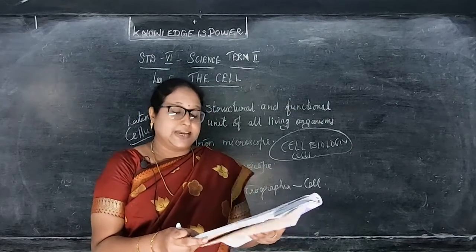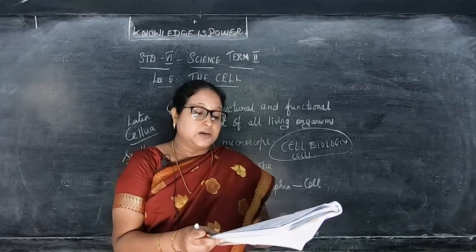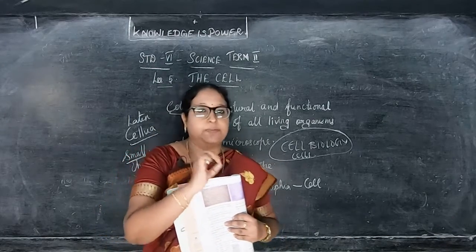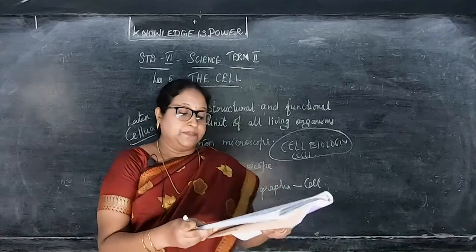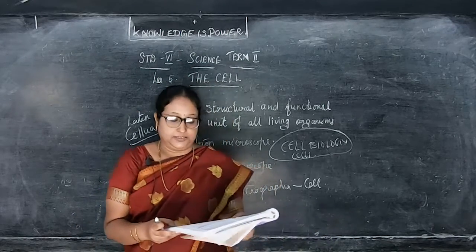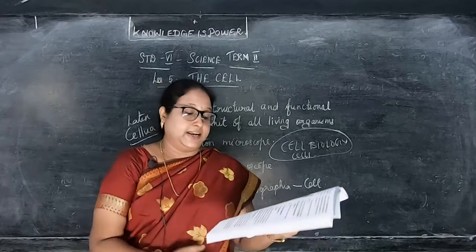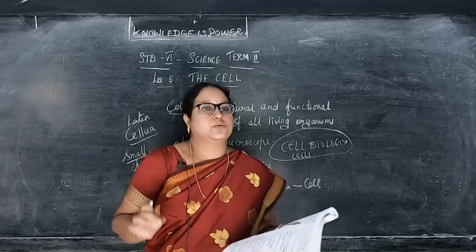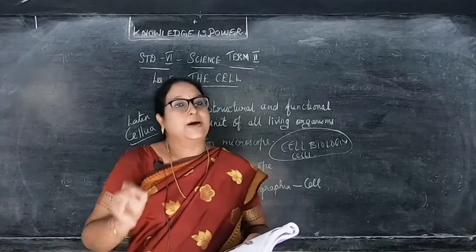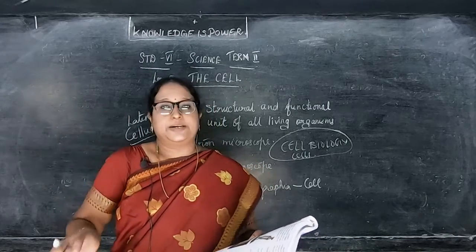Now first we will see the size of the cell. The size of cells may vary from a micrometer to a few centimeters. Most cells are microscopic and cannot be seen with the naked eye. So they can be observed only through the microscope, since they are very minute. The sizes vary from the micrometer to the centimeter.